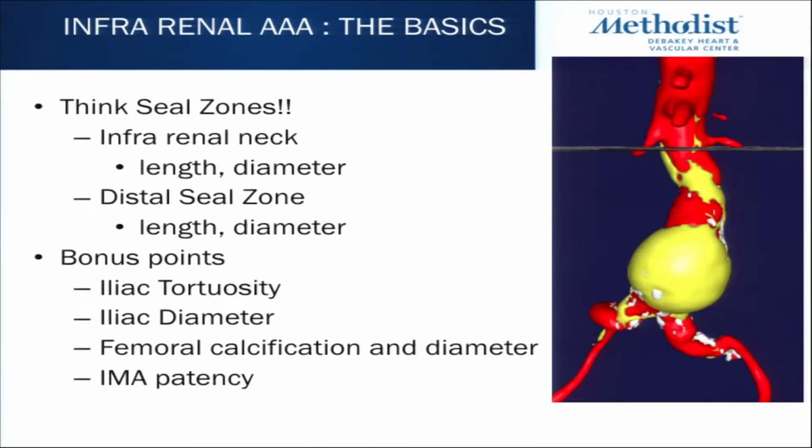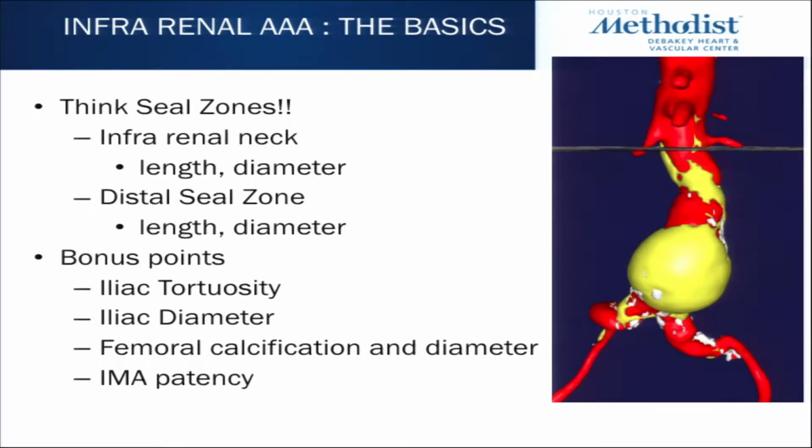It's difficult to be absolute because now we have branch grafts which go down into the internal iliac arteries. We can move the seal zone down peripherally. Every different manufacturer, as I'll show you, has a different way of measuring these and sizing for these endografts. Iliac internal diameter and iliac tortuosity are important to us.